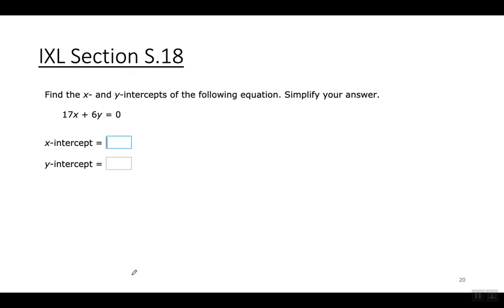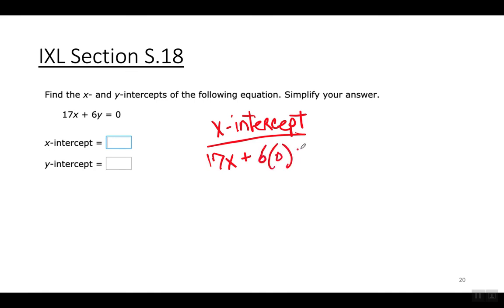I believe there's like 3 more. All right, so the x-intercept. To find the x-intercept, I'm going to make y equal to 0. This one is one you might want to see. But it's pretty simple though. If you got it, it's common sense. Okay, to find the x-intercept, I make y equal to 0.